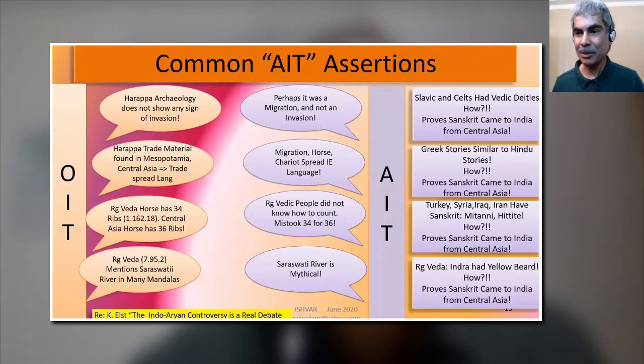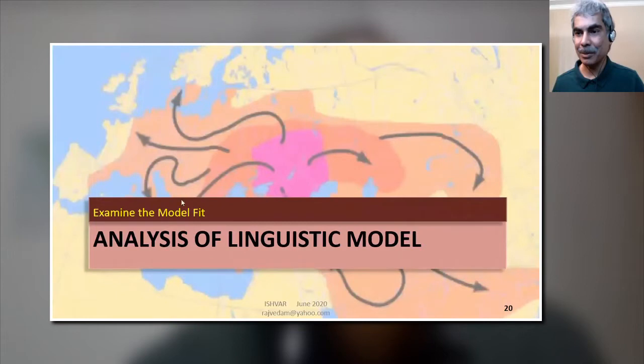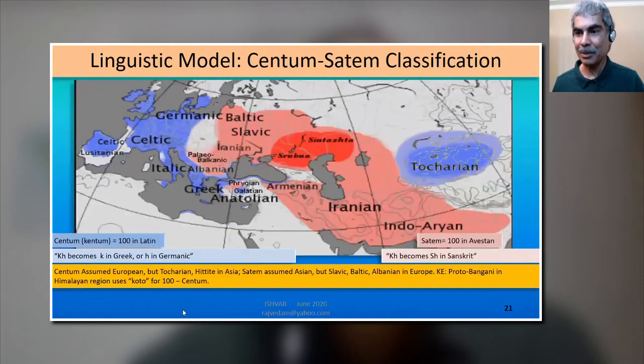That is what I do as an engineer, trying to understand when data like this is thrown. And let's take a look at that. Let's examine the model fit if one has used the linguistics model. One of the very big developments over here was a so-called Centum-Satem classification. For example, the word in Sanskrit for 100 or in Avestan is Satem, whereas in Latin, it becomes centum. So the K becomes the hard K in Greek or the H of Germanic, whereas the K becomes Sh in Sanskrit. So this was the proposal.